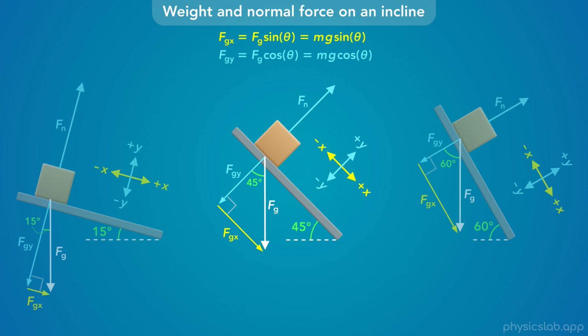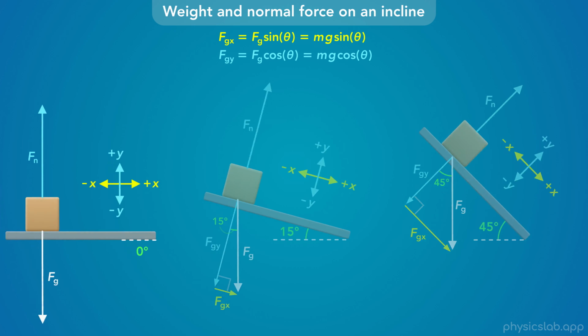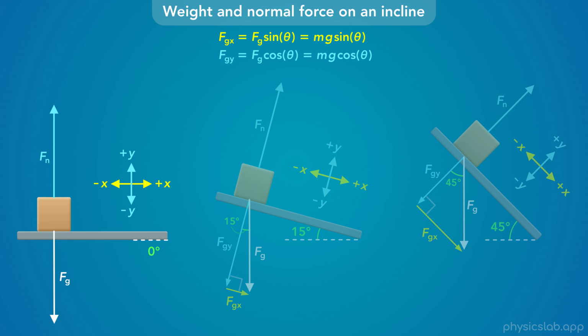To help us get a better understanding of the weight and normal force on an incline, let's see what they look like at different angles. In every case, we'll still say the x-axis is parallel to the incline, and the y-axis is perpendicular to the incline. If the surface was horizontal, then the angle would be 0 degrees. The weight force, Fg, would be parallel to the y-axis, so Fgy would be the same as Fg, and Fgx would be 0. There's no component of the weight force that's parallel to the surface, so the block would not accelerate. And the normal force is equal to the full weight force, because Fgy is equal to Fg.